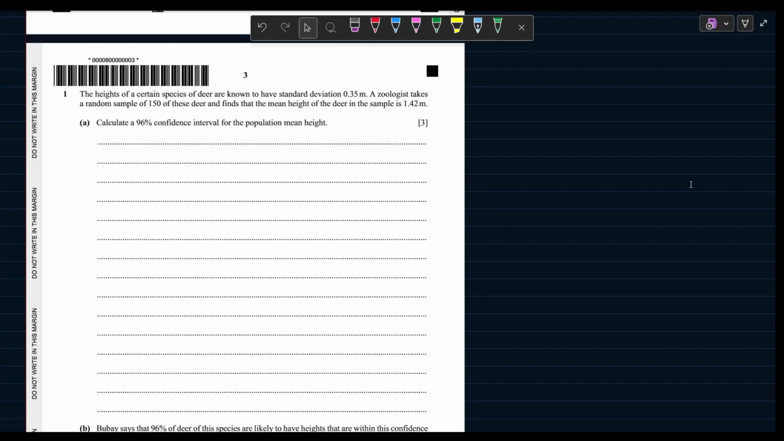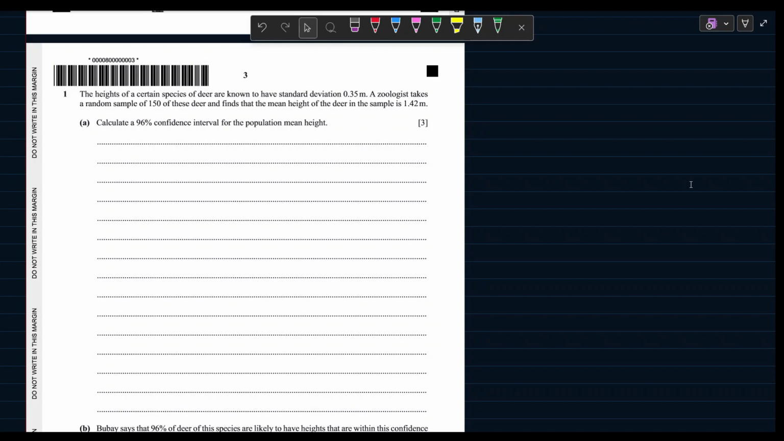Number 1. The heights of a certain species of deer are known to have a standard deviation of 0.35 meters. A zoologist takes a random sample of 150 of these deer and finds that the mean height of the deer in the sample is 1.42 meters. Part A. Calculate a 96% confidence interval for the population mean height.